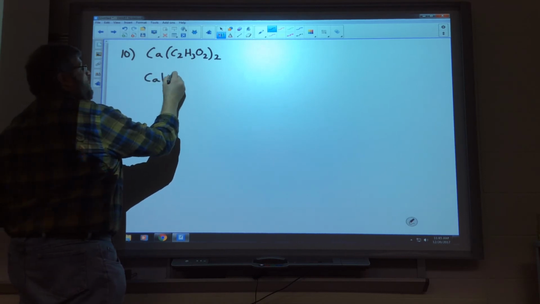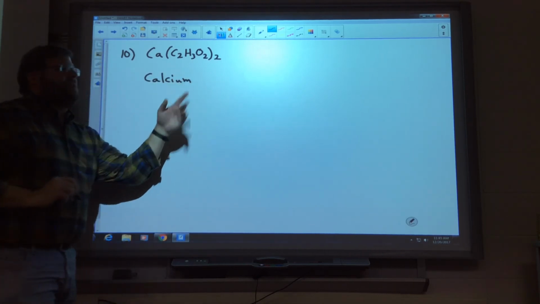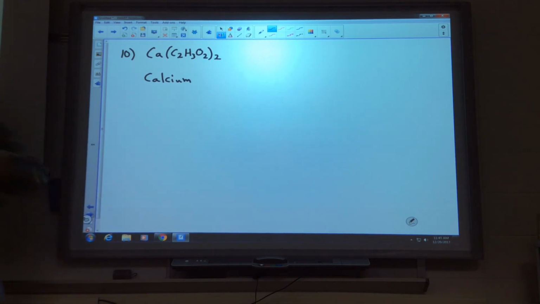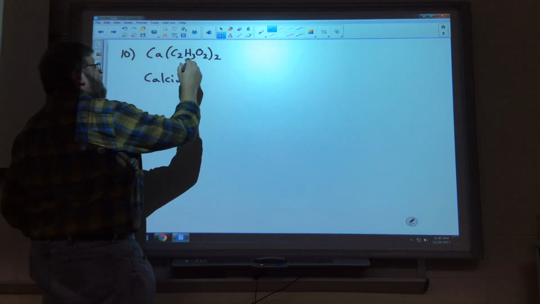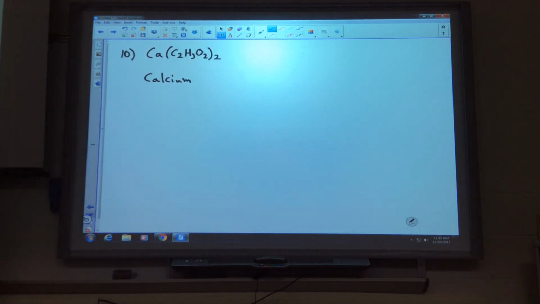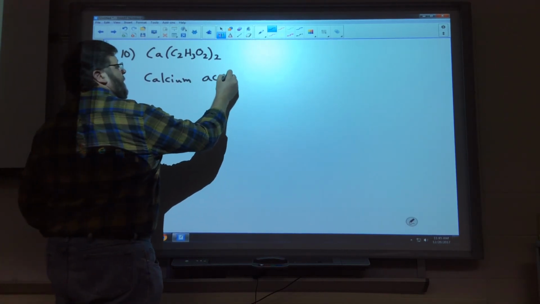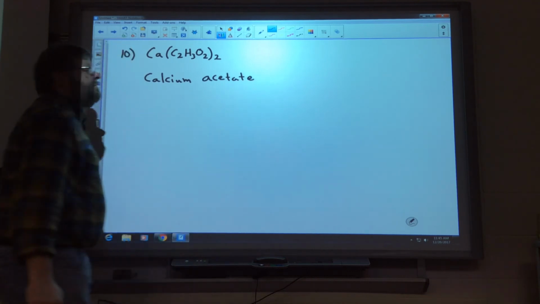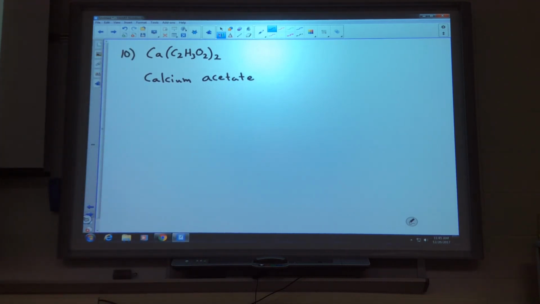So Ca is calcium. Is calcium a transition metal that we need to worry about Roman numerals and stuff? No. It's over in group 2, so it's one of the ones that don't have to worry about charge. It's only got a +2 charge. Then I just got to look up C2H3O2. Oh my goodness, it's the first one on the list. Acetate. That's it. When you're naming a compound, it's just those two parts: your cation's name and your anion's name.